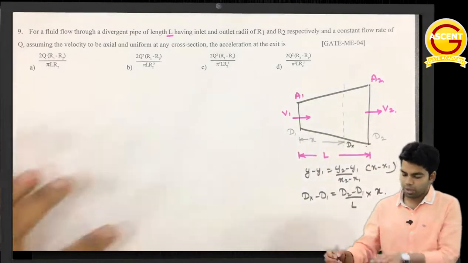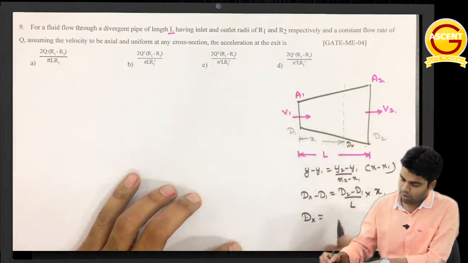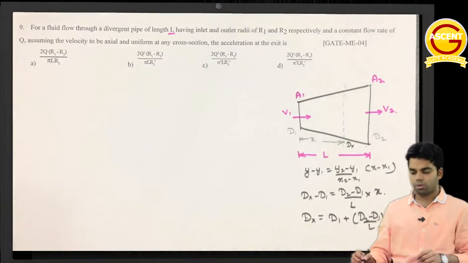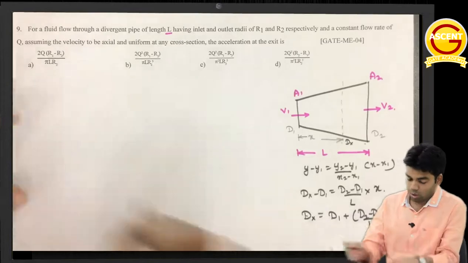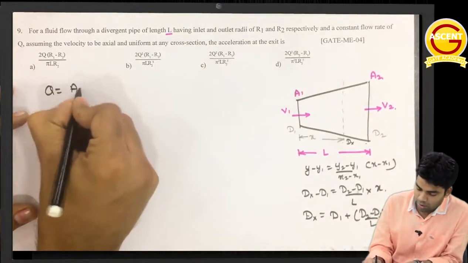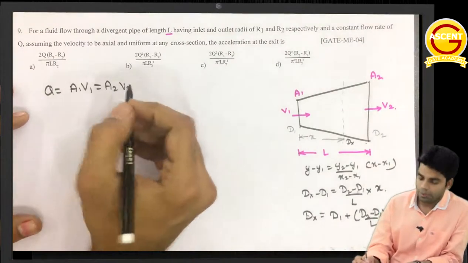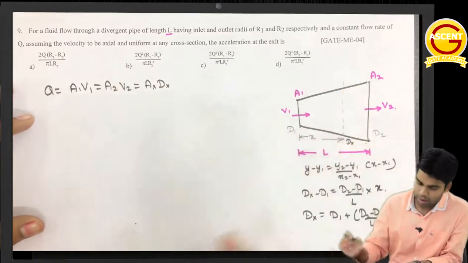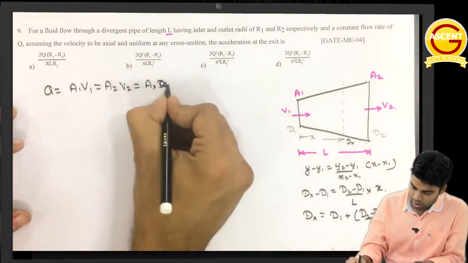Getting this? Okay, so from here we can determine the value of this diameter dx at a distance x from one end, which is nothing but d1 plus (d2 minus d1) by L into x. Clear or not? Okay, now the total discharge Q will be equal to A1 V1, or it will also be equal to A2 V2, or it will also be equal to Ax into Vx at a distance x.